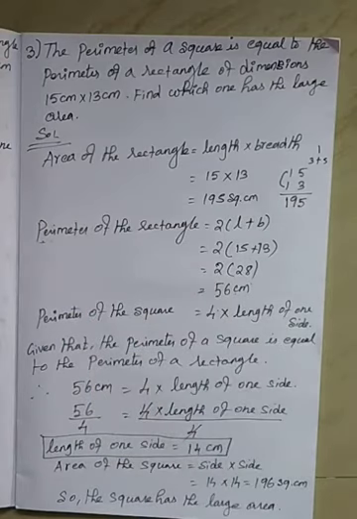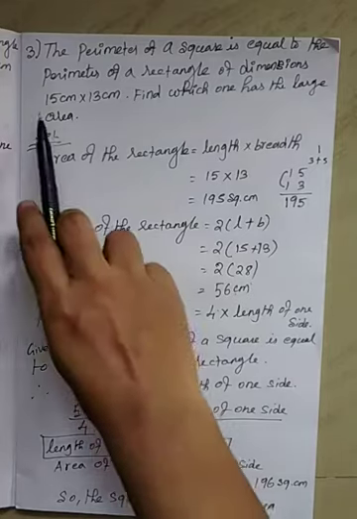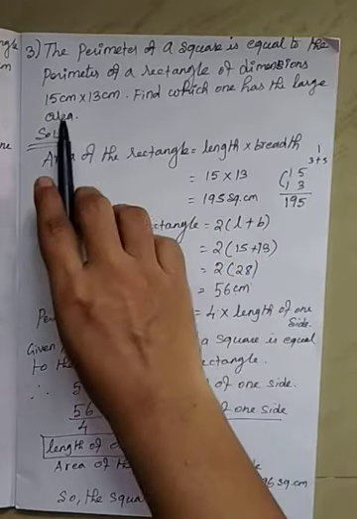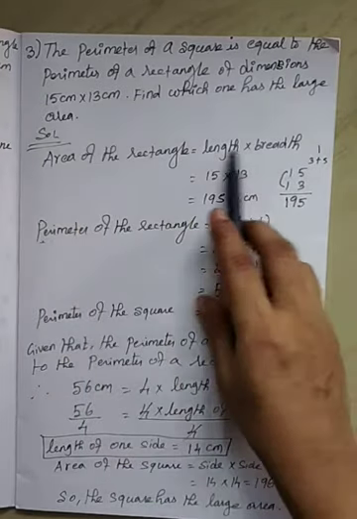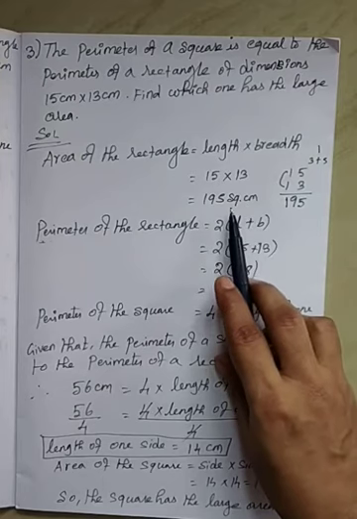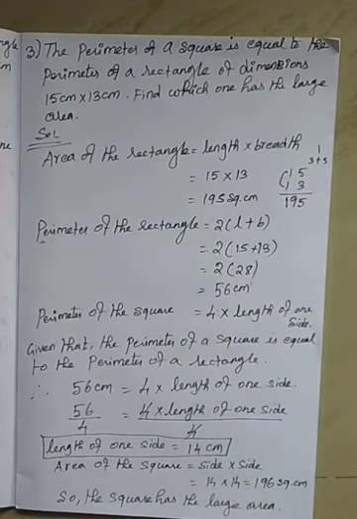Now you have to find which one has the large area. So first of all, you have to find the area of the rectangle because length and breadth was given. Everybody knows that area of the rectangle is length into breadth. See here, the length 15, breadth 13. Simplifying that, you will get 195 centimeter squared, or otherwise square centimeter.